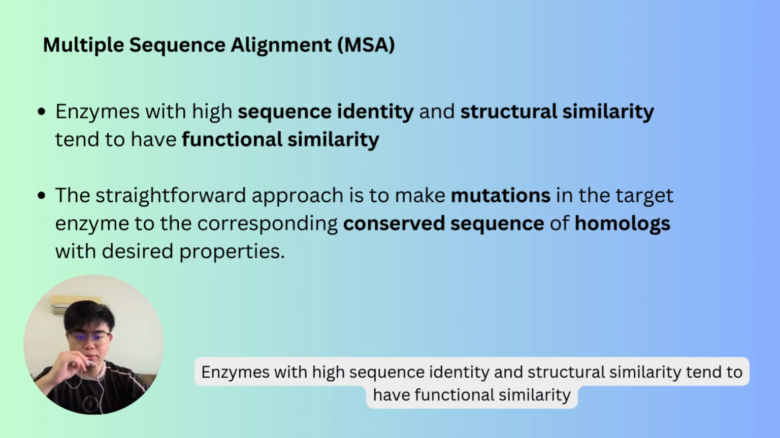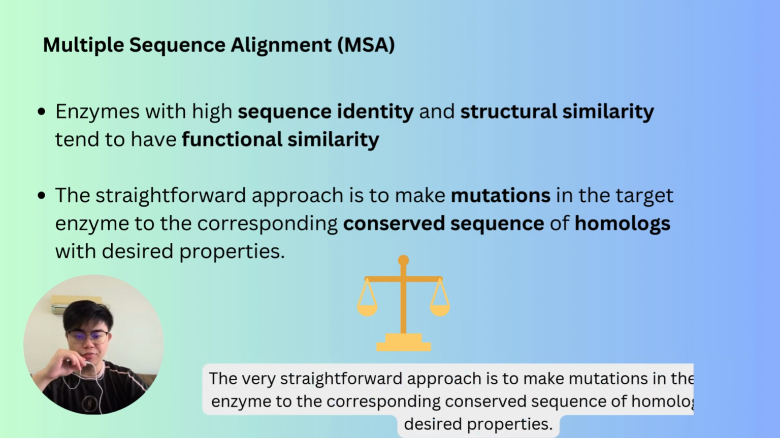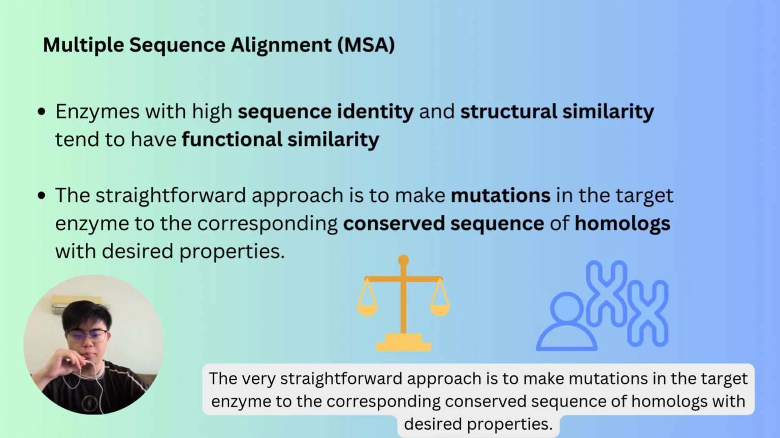Enzymes with high sequence identity and structural similarity tend to have functional similarity. So based on this, multiple sequence alignment has been widely used in engineering enzymes to have improved properties. The very straightforward approach is to make mutations in the target enzyme to the corresponding conserved sequence of homologs with desired properties.